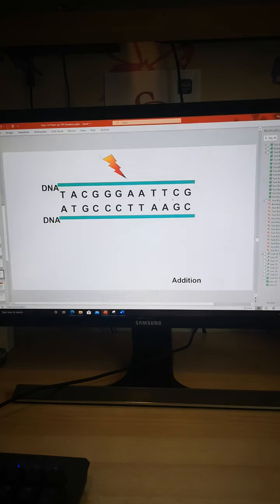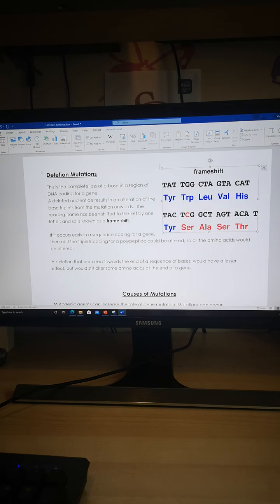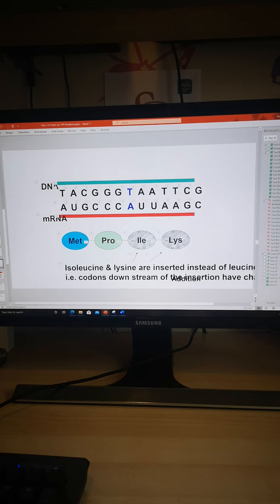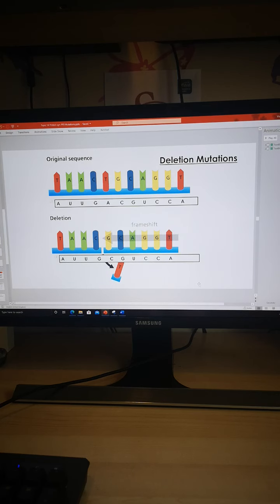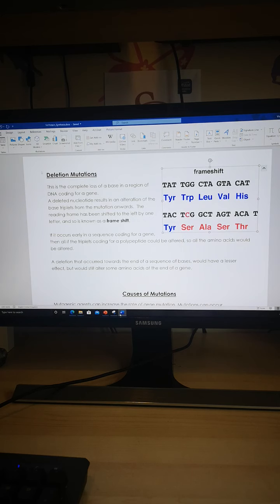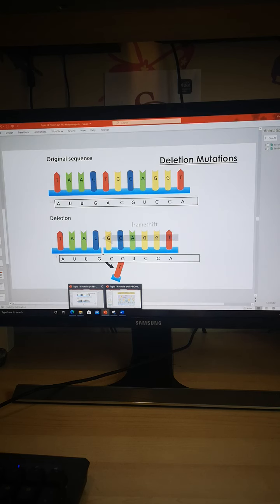So what I would do in my keynotes is I'd put a little box around that and say that this is an addition mutation. The frame shift in this one is to the right hand side. And then I would probably steal that slide and just add that into my keynotes or into my revision notes at that point. Okay, so back into the PowerPoint.